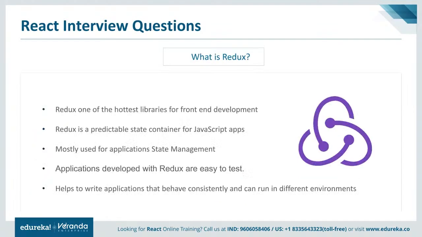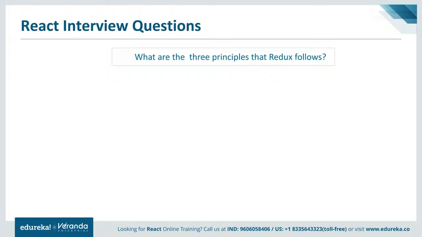What is Redux? Redux is one of the hottest libraries, I will say, for front-end development. It is very, very famous. You can check its popularity on GitHub, where it has more stars and more watches as compared to Flux. It's a predictable state container for JavaScript apps. It is mostly used for state management in applications where state needs to be managed. Applications developed with Redux are easy to test, and it helps to write applications that behave consistently and can run in different environments.